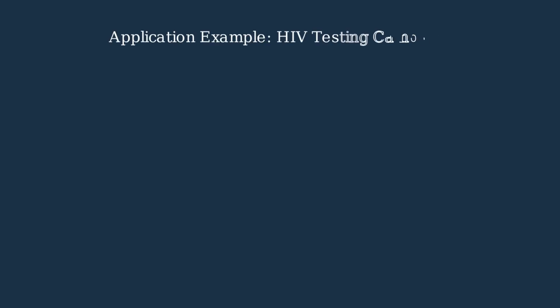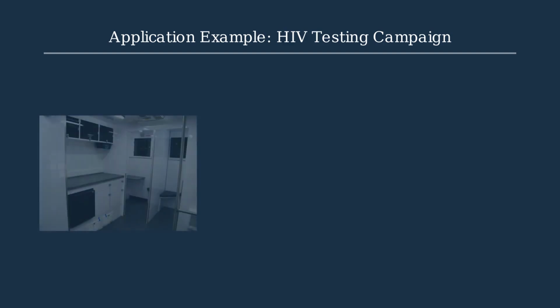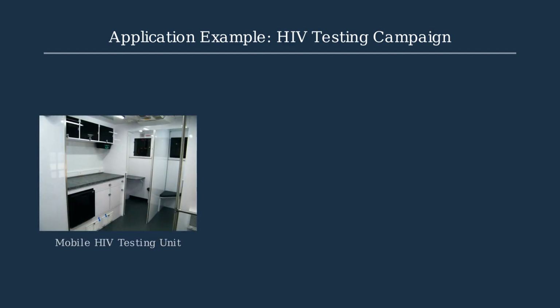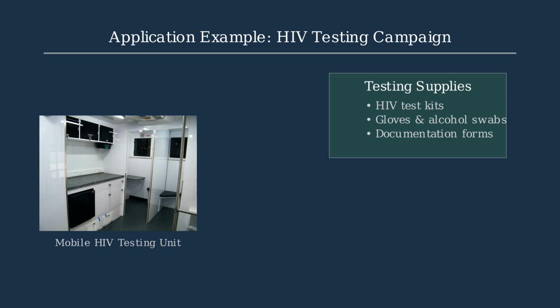Let's apply costing methods to a real-world example, an HIV testing campaign. Many HIV testing campaigns use mobile units to reach communities. These units contain all necessary equipment and provide privacy for testing and counseling. First, we need to calculate the costs of testing supplies, including HIV test kits, gloves, alcohol swabs, and documentation forms.